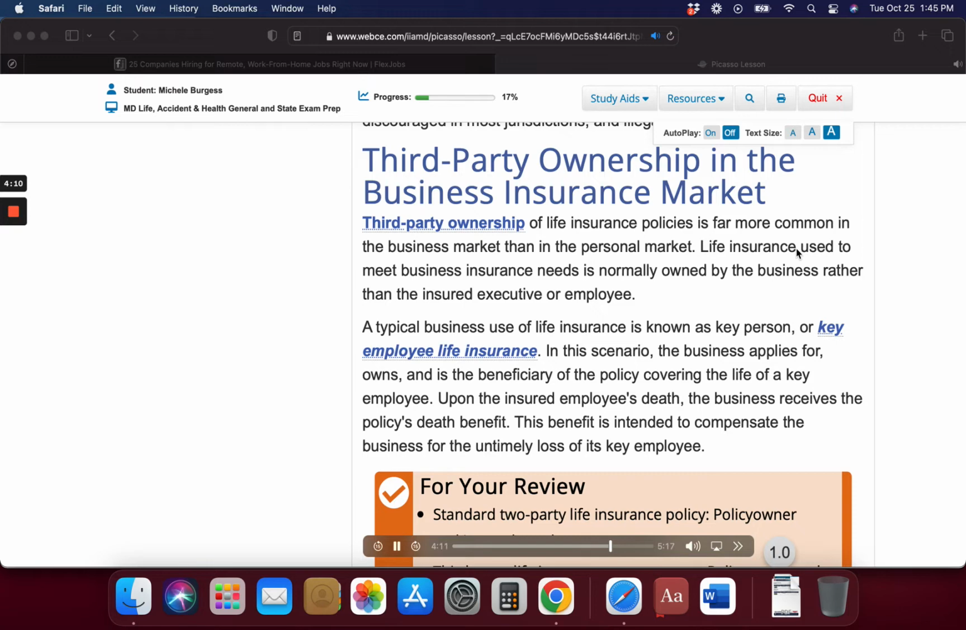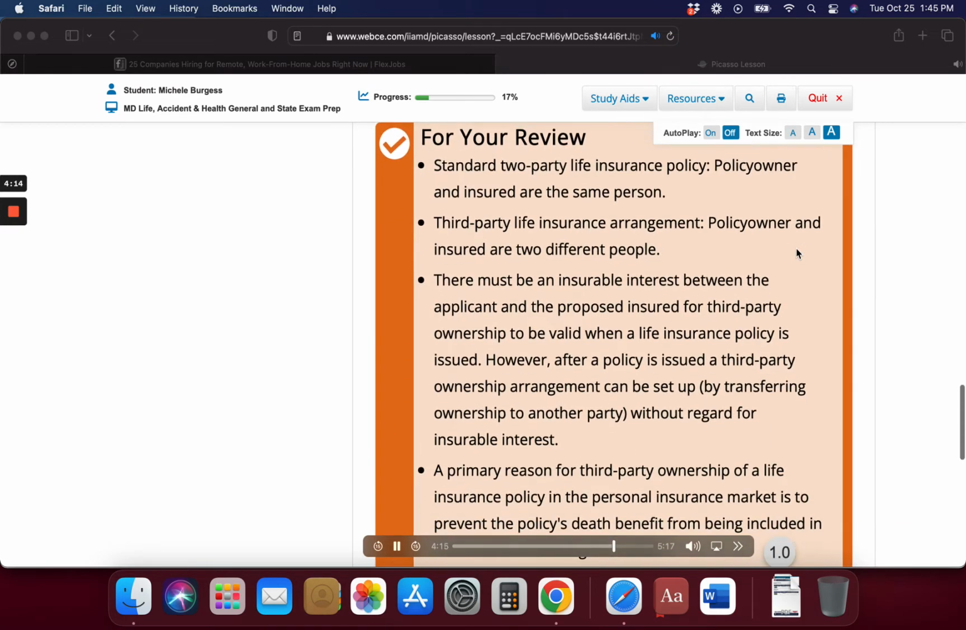For your review: Standard two-party life insurance policy. Policy owner and insured are the same person. Third-party life insurance arrangement. Policy owner and insured are two different people. There must be an insurable interest between the applicant and the proposed insured for third-party ownership to be valid when a life insurance policy is issued.